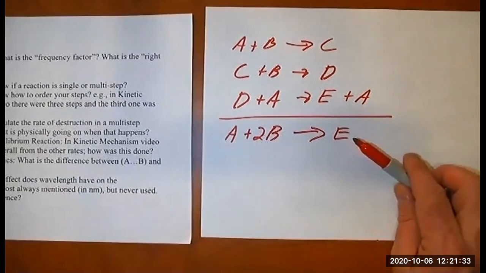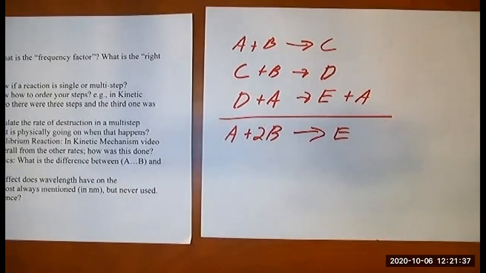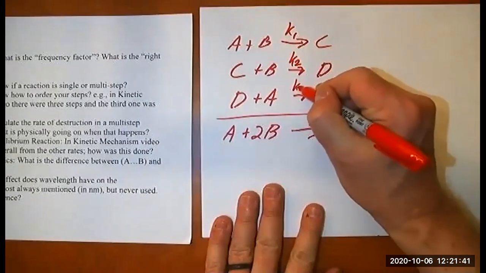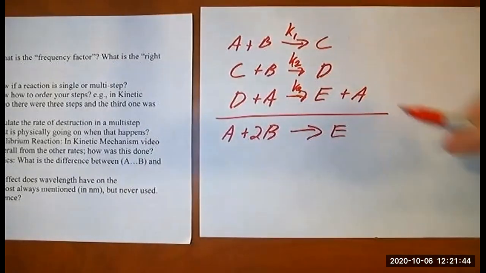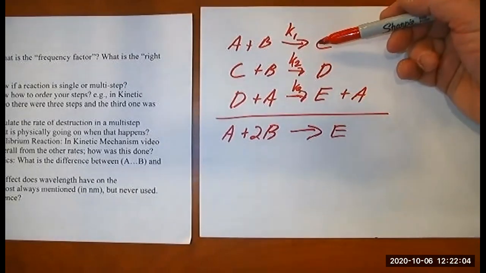There are two ways to go about determining which of the steps that we have here. And so I'm going to label these K1, K2, K3 for the different rate coefficients that we have. One way is to say one of these steps is significantly slower than all of the others. And so that step is rate determining and thereby causes us to use that as the overall rate.